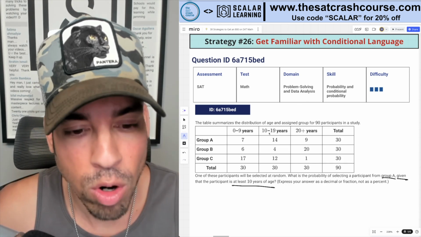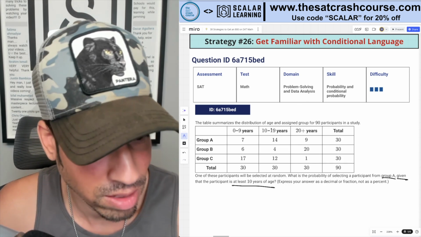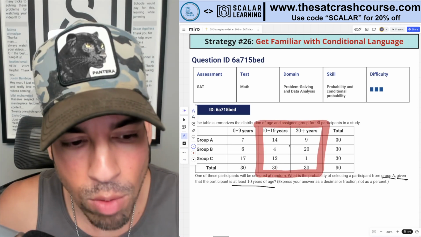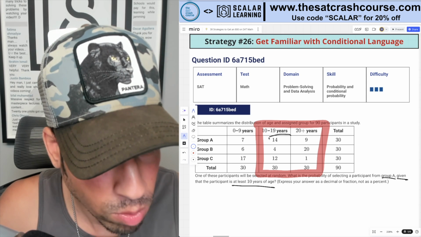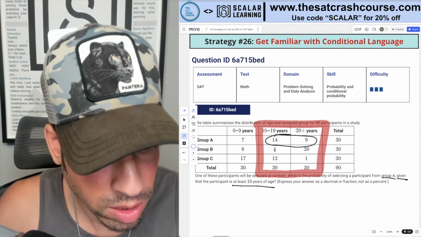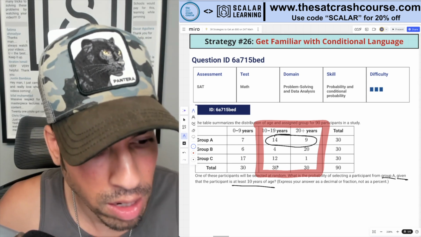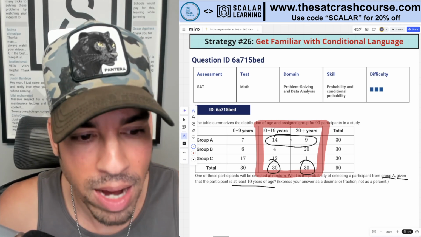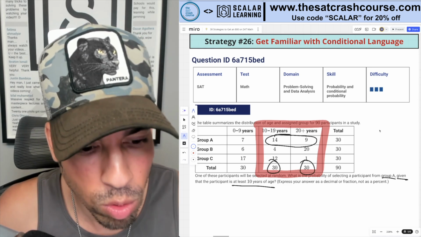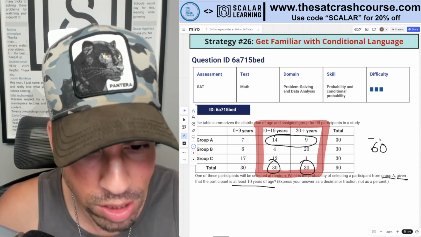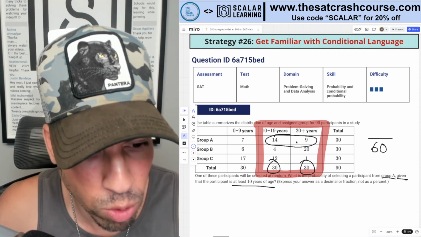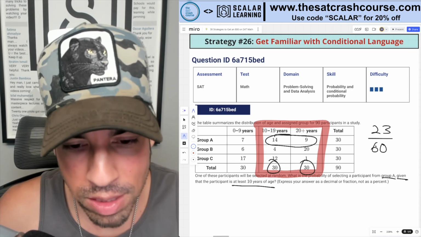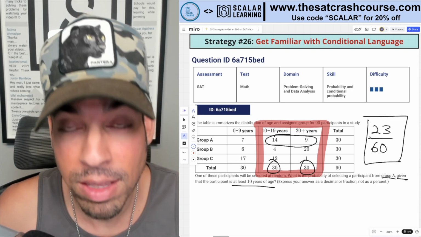So they're saying we're only looking at the subset where they're at least 10 years old, meaning we're looking only at this region right here. So now we want to know what's the probability that we're in this bucket when this is kind of our total, right? So we can say, well, 10 to 19, we've got 30, 20 plus, we've got 30. So my actual total of 10 or older is 30 plus 30, which is 60. And then what's the probability that we're in group A? 14 plus 9, that's the number in group A, which is 23, which means the answer is 23 out of 60. That's how you do it.